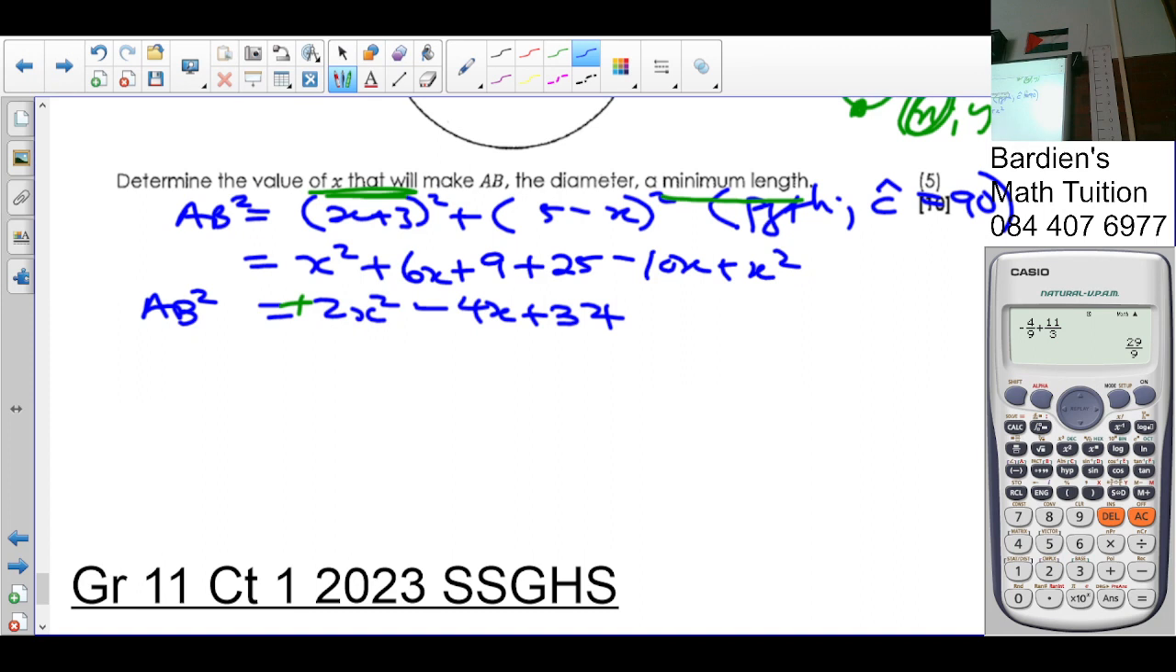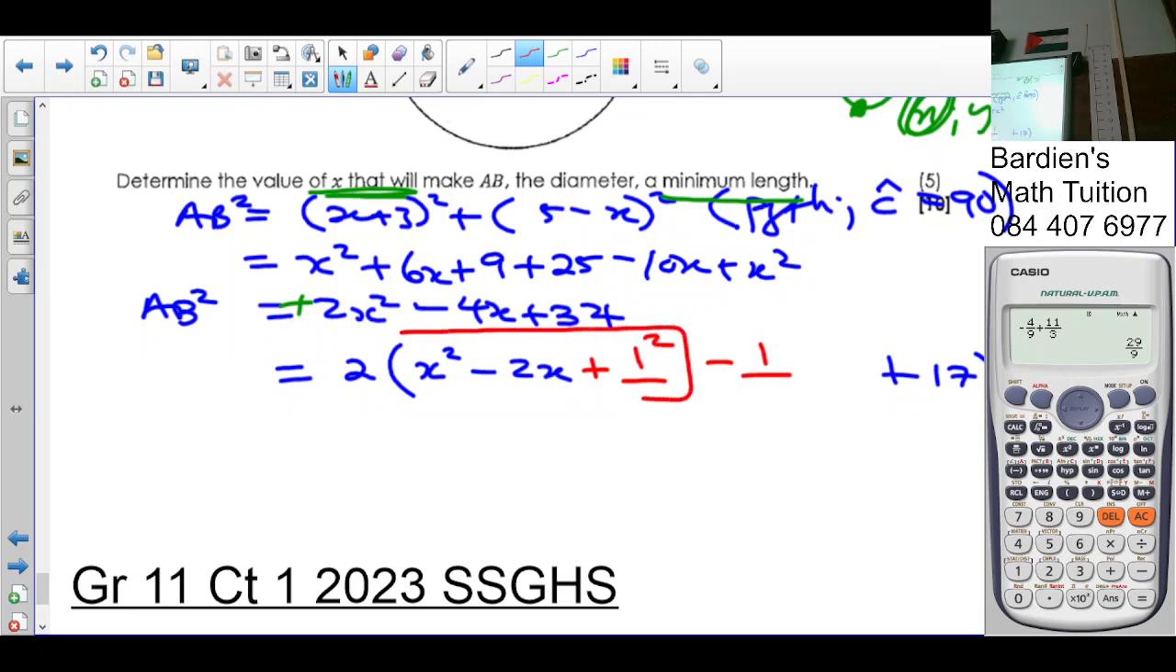Screen, so let's copy the screen. So it will be 2 into x squared minus 2x plus 17, is that correct? And we also saw that what must be added to complete the square, the same number must be subtracted. So it's going to be b times half, which is 2 times half, which is 1, and 1 squared is 1. That is my perfect square trinomial.